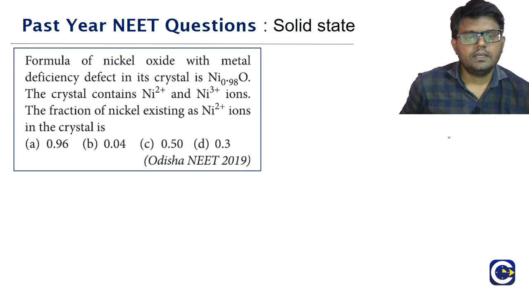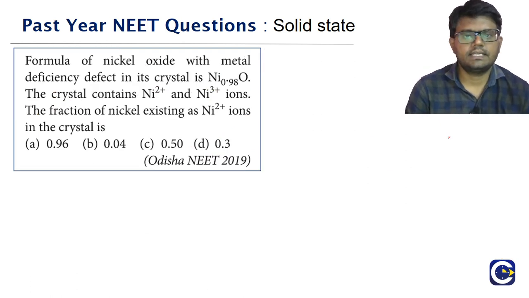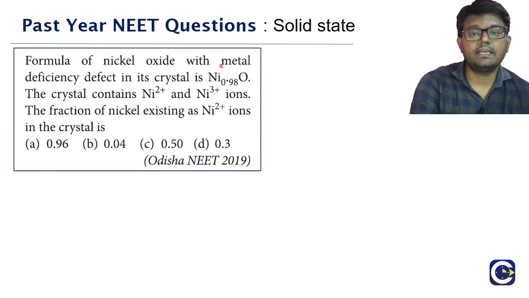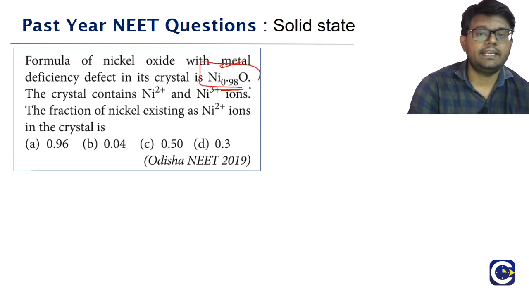Okay, let's look at the next question. This is the question that has come in the Odisha NEET paper 2019. So this is what I was talking about, the metal deficiency. The formula for nickel oxide with metal deficiency defect in its crystal is nickel 0.980.